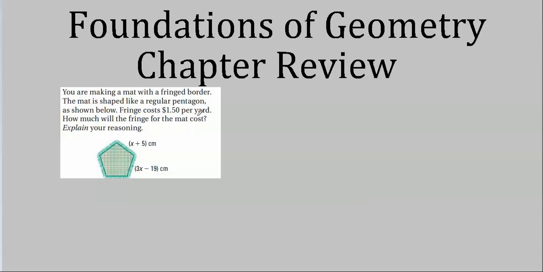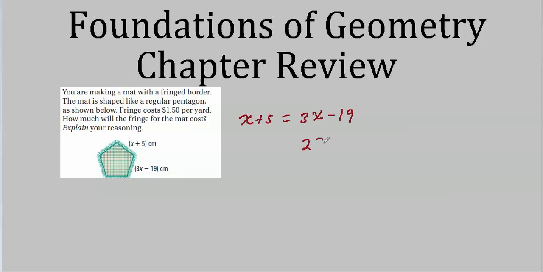Now, this is a regular Pentagon. What does that mean? It means every side is equal, among other things. It means every angle has equal measure also. But we don't really need the angles right now. We can make use of the fact that x plus 5 equals 3x plus 19. Now we have our algebraic equation.